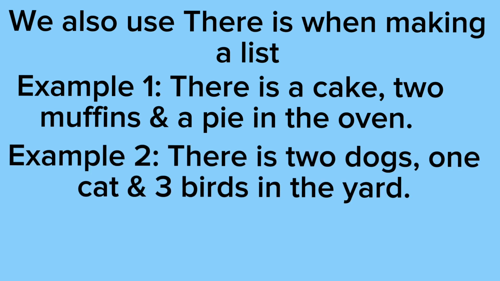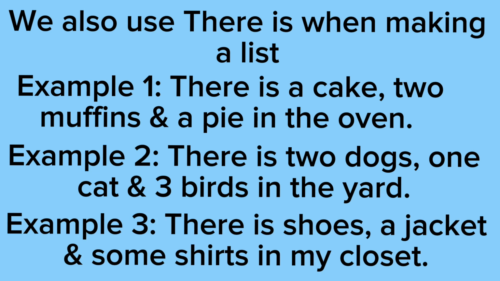Our second example says there is 2 dogs, 1 cat, and 3 birds in the yard. As you can see, this is a list, so we use there is. And our last example says there is shoes, a jacket, and some shirts in my closet. As you can see, we listed more than 2 things. So we're supposed to use there is.